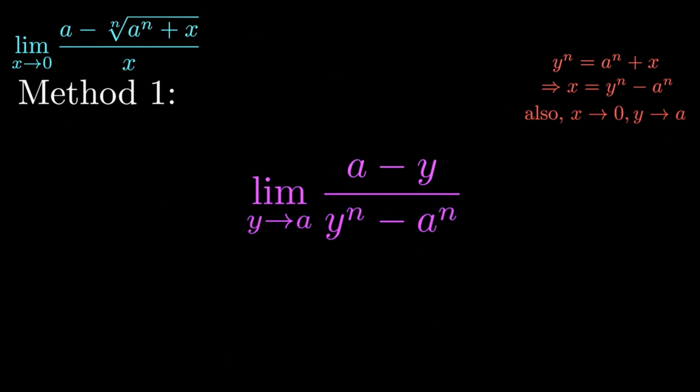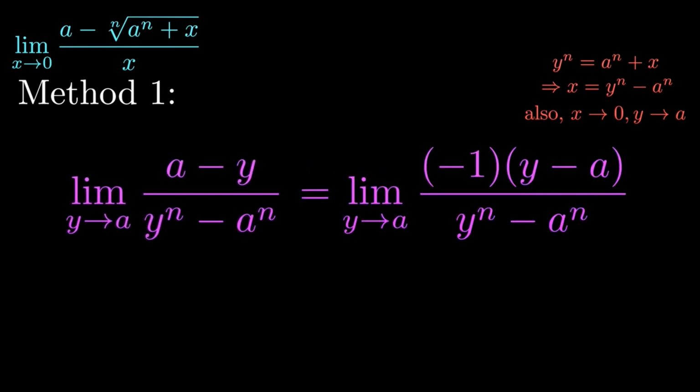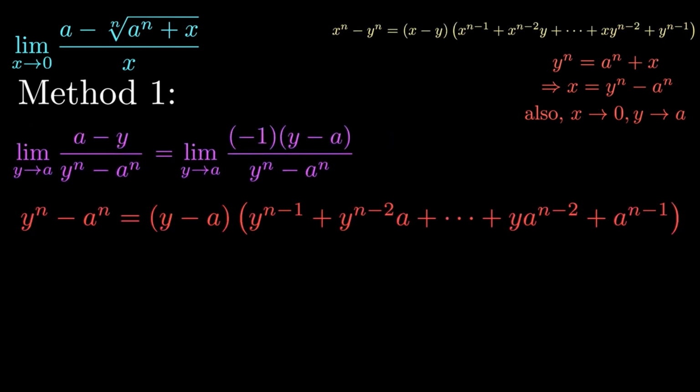This allows us to rewrite our limit as the limit as y approaches a of a minus y, divided by y raised to n minus a raised to n. Now we can factor a minus 1 out of the numerator, and we have the limit as y goes to a of minus 1 multiplied by y minus a, divided by y raised to n minus a raised to n. And we can use the following formula to rewrite the denominator as the following.